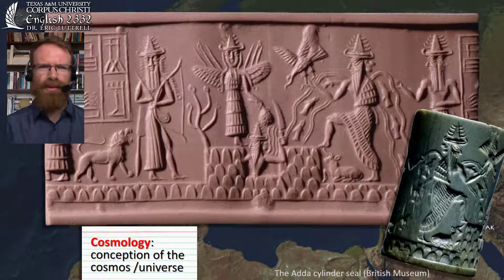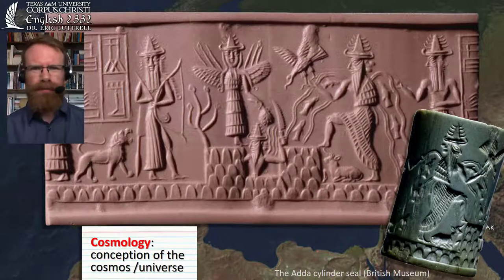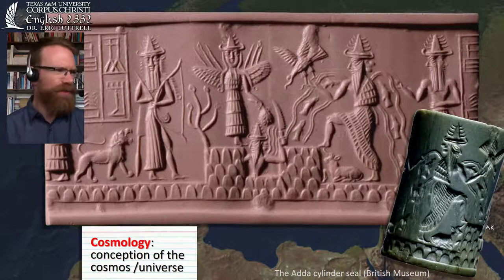Okay, so the world of Atrahasis, the world we're stepping into, has an unusual cosmology, and we can piece it together from things like the text. We can also piece that together with cultural clues like visual representations of what the universe looked like. And this is one example.